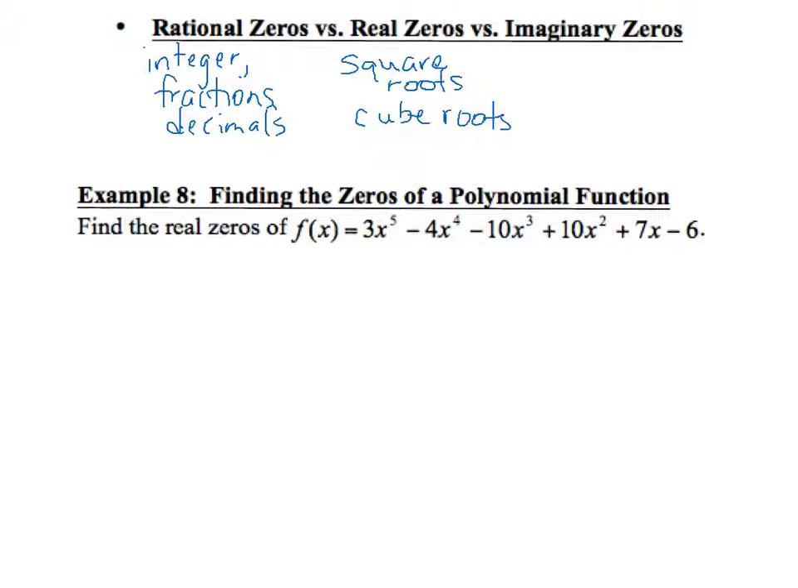Now imaginary zeros, that just means where you'd have something like a square root of -3, which would just be an i radical 3. So you can't have imaginary zeros if you have a real zero. Alright, so let's look at example 8. The first thing you need to do is the P over Q. That means we need to find factors of 6 over factors of 3.